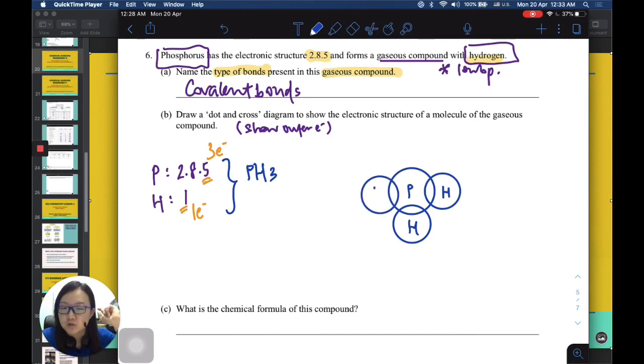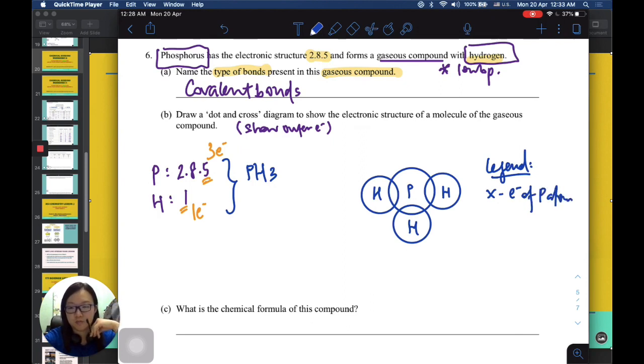Now let's look at the dot and cross diagram. You draw the chemical symbol, then make sure your electron shells overlap. Then you write the legend. Legend is very important. Like I said, there are no marks given per se for the legend, but you are really doing yourself a service by writing it so that you are not confused. This is especially so for covalent. Each covalent bond is 1 pair of electrons, so dot cross, dot cross, dot cross.